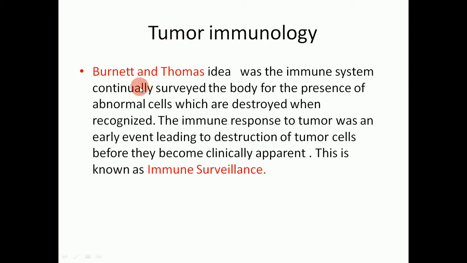So there is a theory produced by Burnet and Thomas, which demonstrates a concept called immune surveillance. In this concept, immune cells like macrophages continuously scan the blood and the body. When any abnormal cell is present, it will be destroyed by these cells. And when there is a defect in the immune system, these abnormal cells will proliferate and develop tumors.